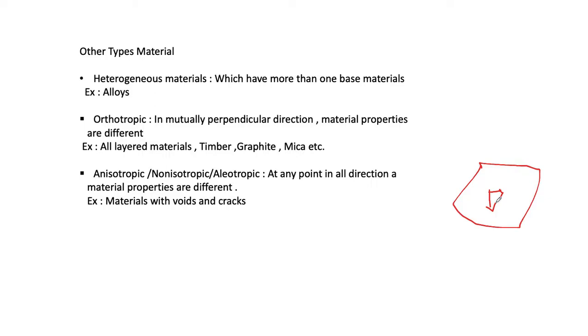Another type is anisotropic, or we can say non-isotropic, where at a point in all directions the material properties are different. Isotropic is the opposite of anisotropic. An example is a material having voids and cracks, where voids are nothing but holes.